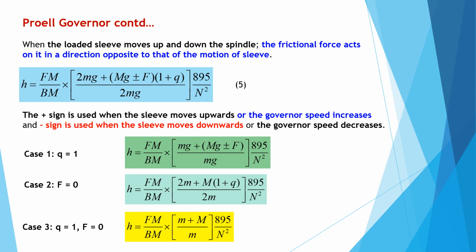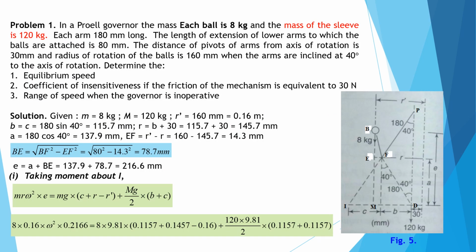So here the difference between the Porter governor and the Proell governor is the ratio of FM upon BM. By adding this ratio FM upon BM, we have increased the sensitiveness of the governor. Then we have solved a problem.